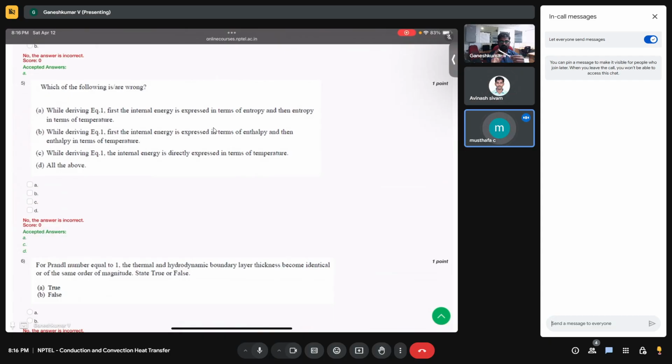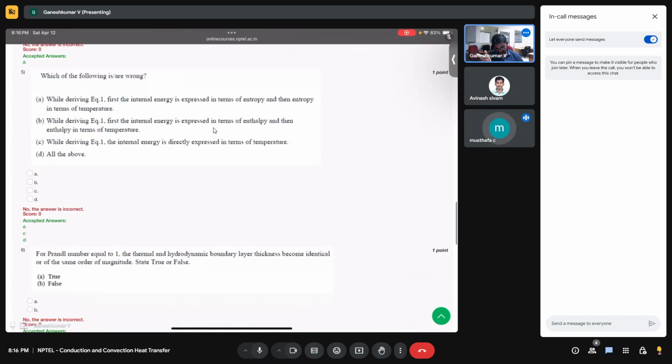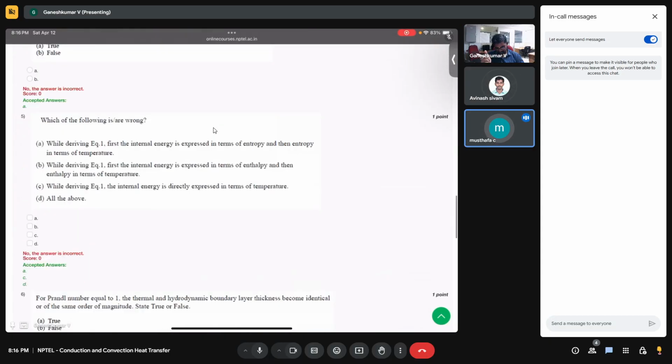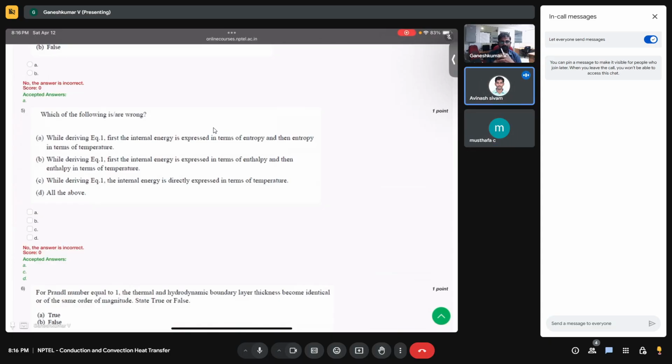Which of the following is true? Which one is this? Avinash, which of the following are wrong? Wrong, right? They are asking which are wrong. All of the above are not wrong, right? Our answer should be why should this D not come in the answer.